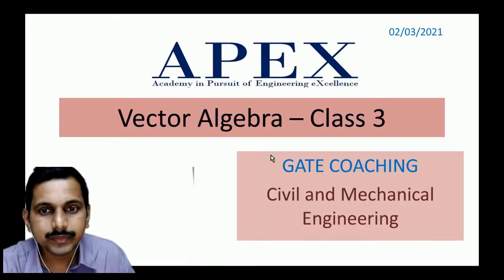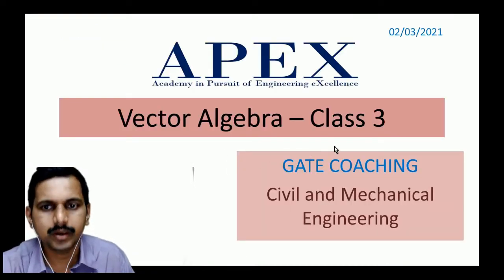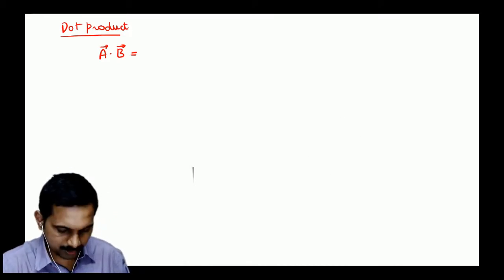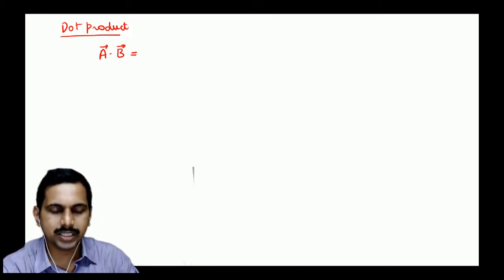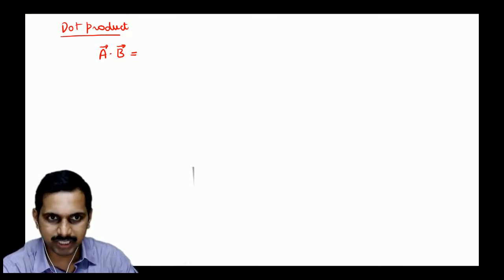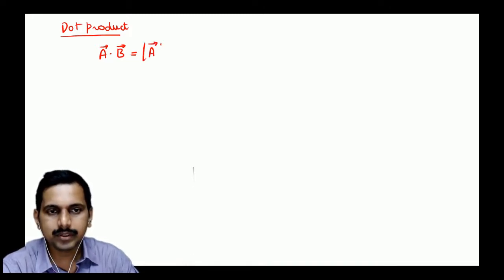So the class is class 3 today, on vector algebra. Just a recall of dot product. We have done it very nicely yesterday. So another point of dot product which has to be emphasized is that A dot B can be written as magnitude of A into magnitude of B into cos theta.